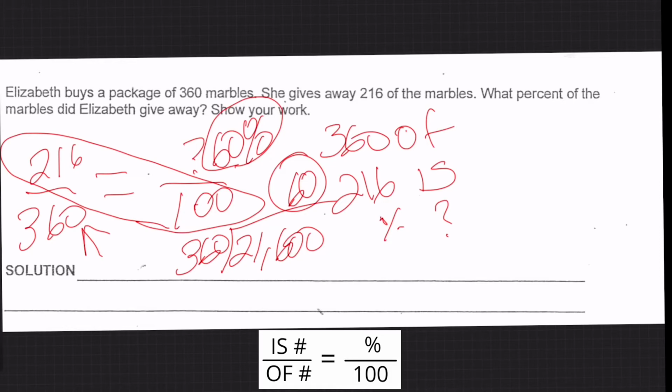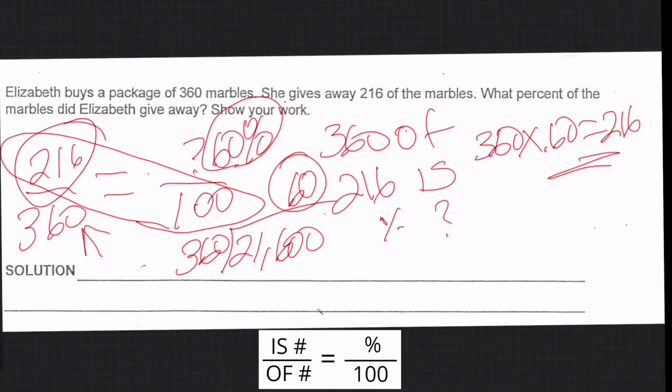If we take the whole, the 360 marbles she started with, and we times it by 0.60, which is 60%, what do we get? Well, as it turns out, we get 216 marbles right here. See how nice that works out? How did you do on this one? All right, that's not bad. Let's get to question 8.